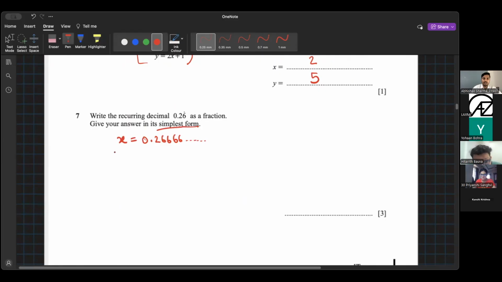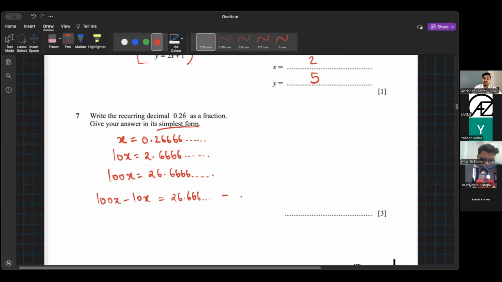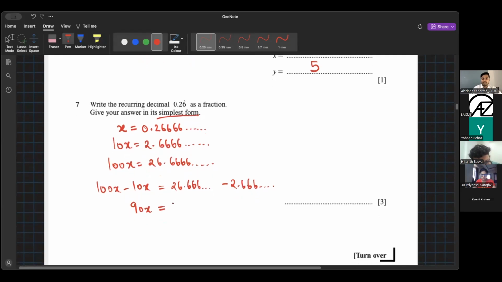So can I write 10x equals 2.6666 like this, and then 100x equals 26.6666 like this. If I subtract 10x from 100x, so 100x minus 10x is equal to 26.666 minus 2.666. So our answer will be 90x is equal to 24.